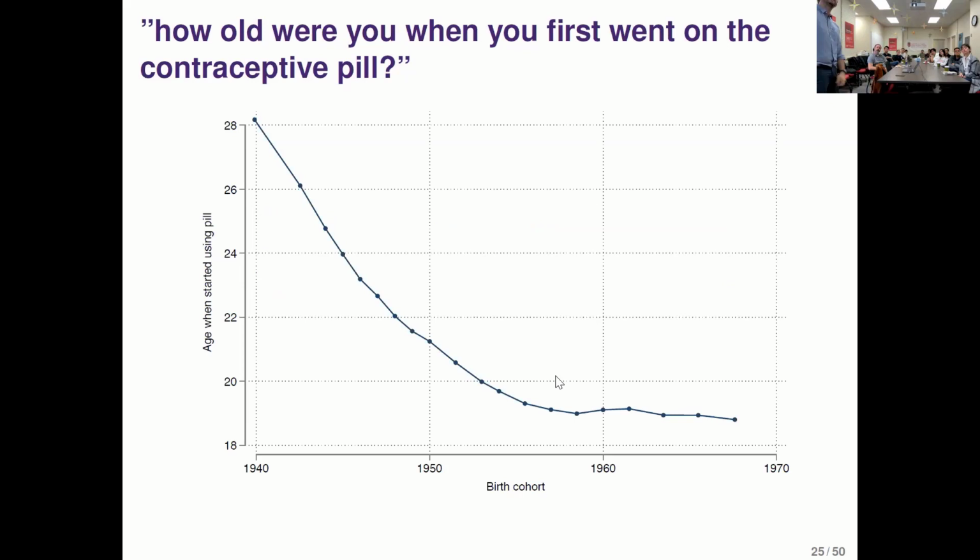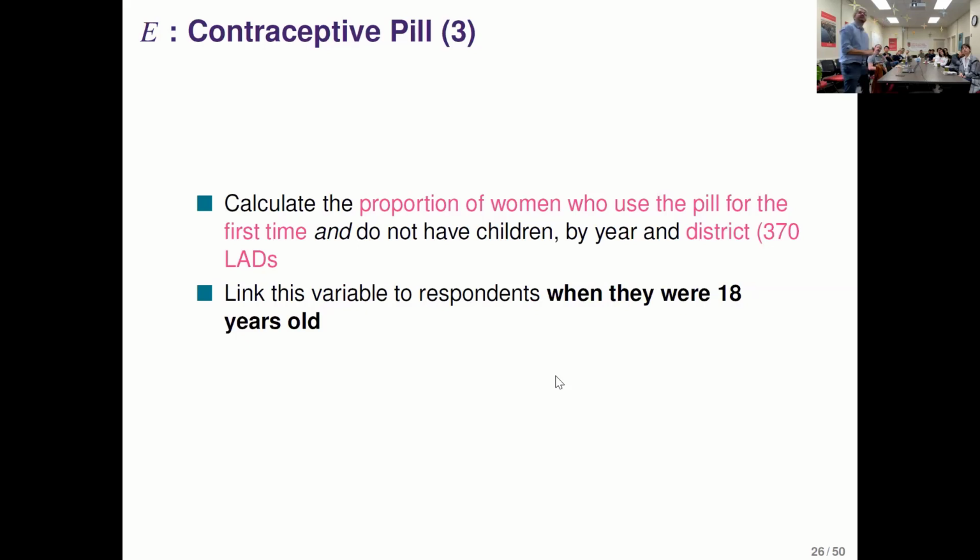If you plot this age when started using the pill, you see that for the earliest cohort, the pill wasn't available. So the age drops, and it goes from this first cohort, and 49 is the first cohort that has access also for married women. So you see that there is some sort of reduction, then it stabilizes from the mid-50s to about the age between 18 and 20. So what we did, we took the geographical information.